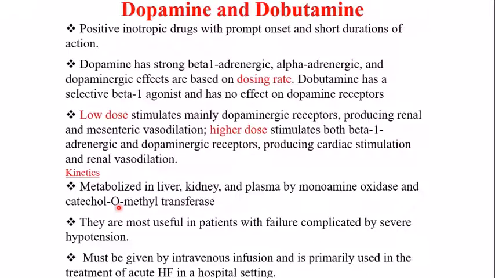They are metabolized by the liver, kidney, and by the enzymes monoamine oxidase and catecholamine O-methyltransferase, that is COMT enzymes. They are mostly useful in patients with heart failure complicated by severe hypotension, must be given intravenously, and are primarily used in the treatment of acute heart failure in hospitalized patients.